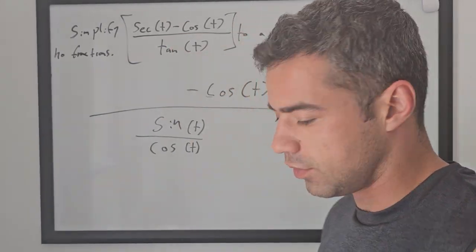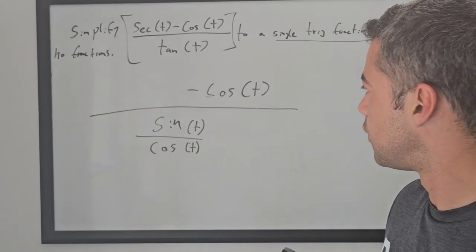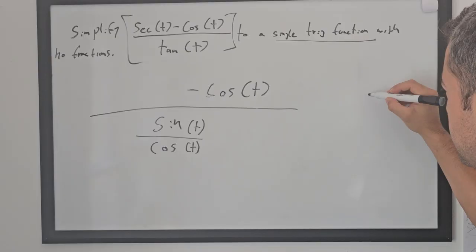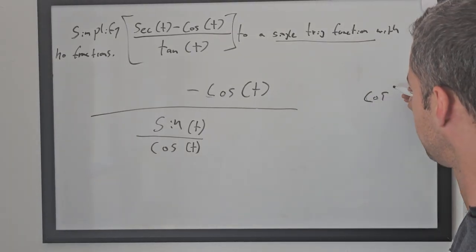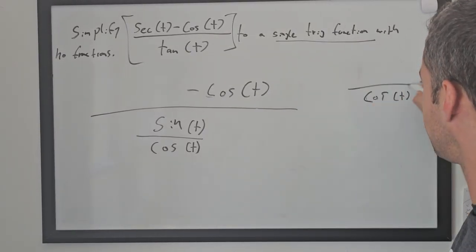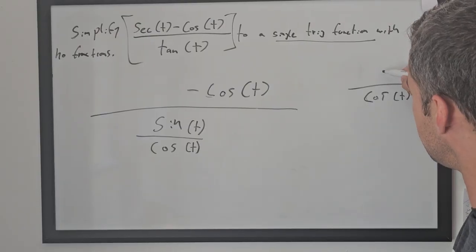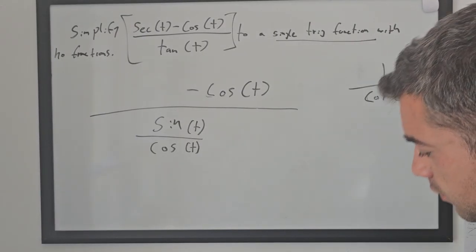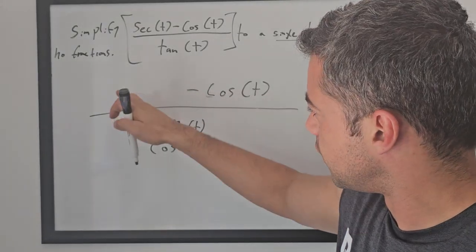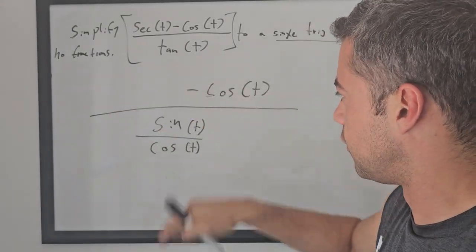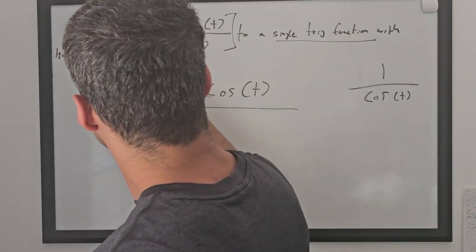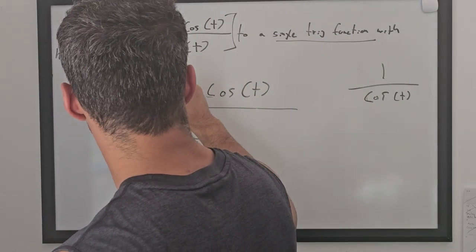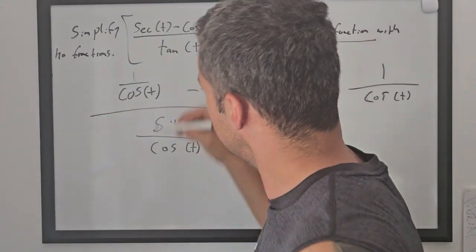And secant. Now that's when we start to get tricky. So it turns out that the inverse of cosine, with reference angle t, would be secant. So secant is 1 over cosine. So we have to rewrite this here in order to make sense and process what we have: 1 over cosine with reference angle t.